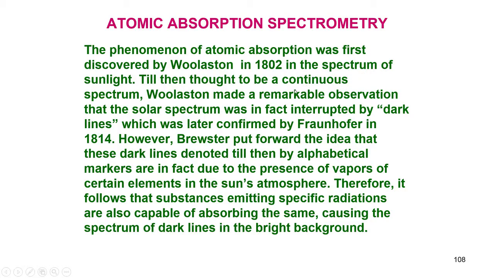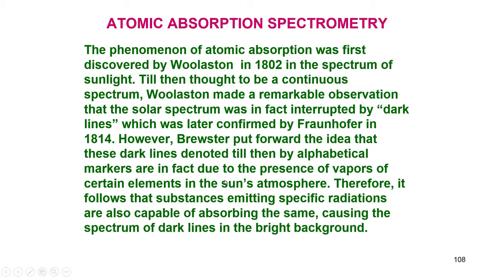So, dear students, let us continue our discussion on atomic absorption. In the last class I had told you about atomic absorption spectrometry, the phenomenon, how it was discovered, etc. by Wollaston in 1802. Subsequently, Brewster put forward the idea that these dark spots, the lines denoted till then by alphabetical orders, must be due to the presence of vapors of certain elements in the sun's atmosphere.